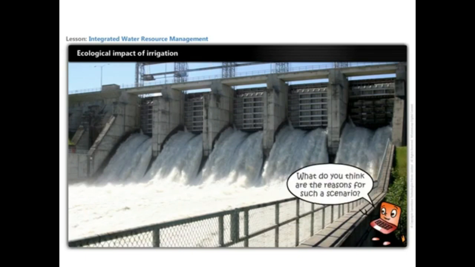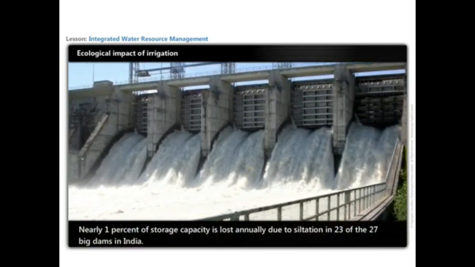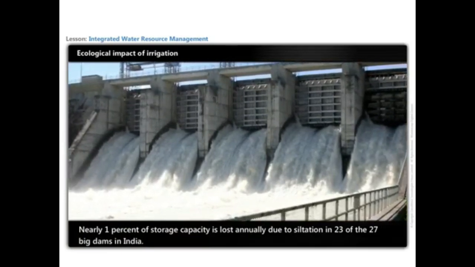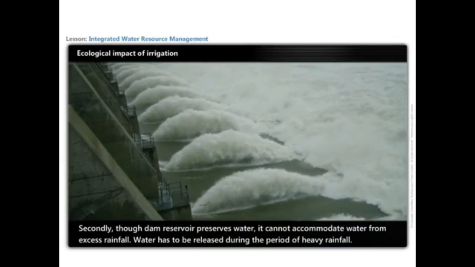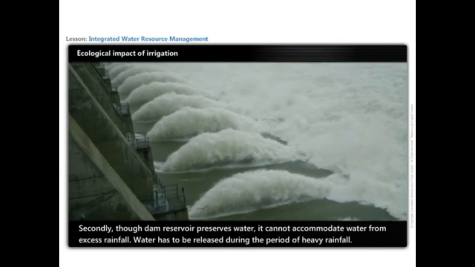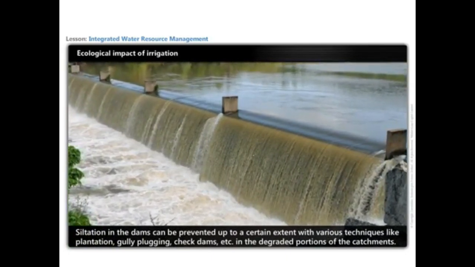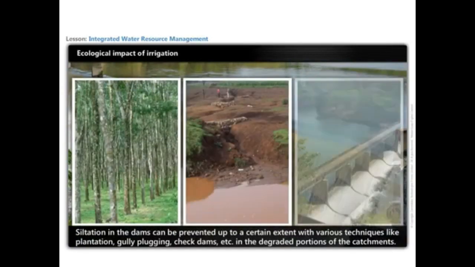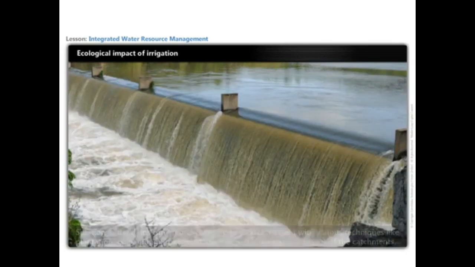What do you think are the reasons for such a scenario? Nearly 1% of storage capacity is lost annually due to siltation in 23 of the 27 big dams in India. Secondly, though dam reservoir preserves water, it cannot accommodate water from excess rainfall. Water has to be released during the period of heavy rainfall. Siltation in the dams can be prevented up to a certain extent with various techniques like plantation, gully plugging, check dams, etc. in the degraded portions of the catchments.